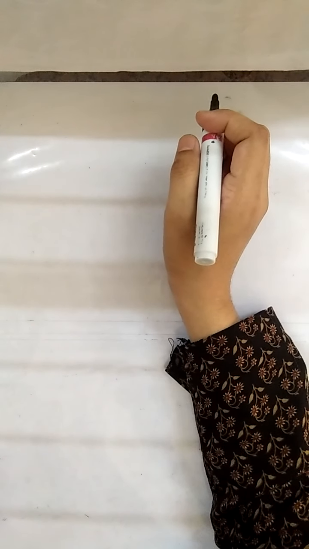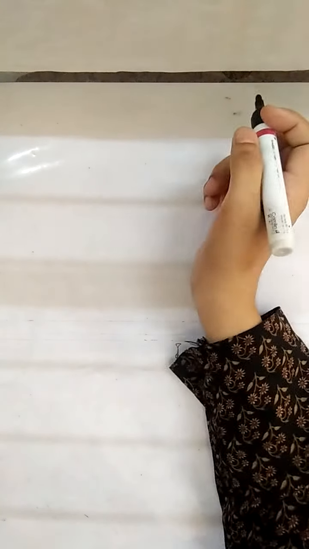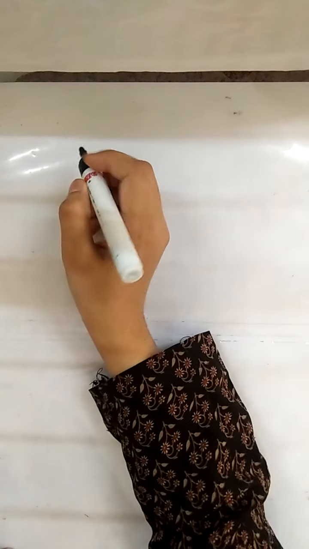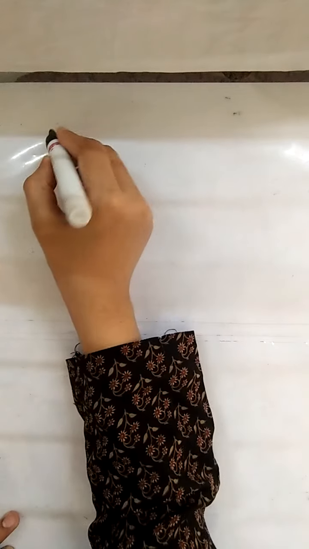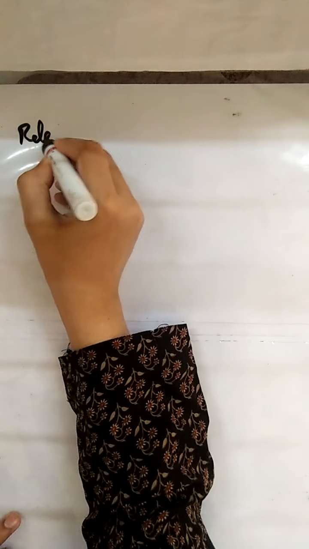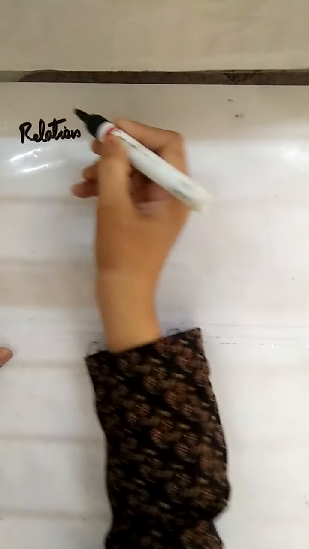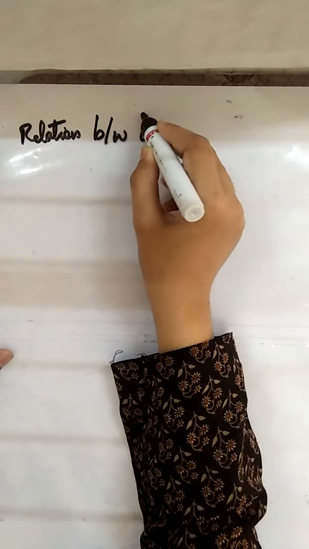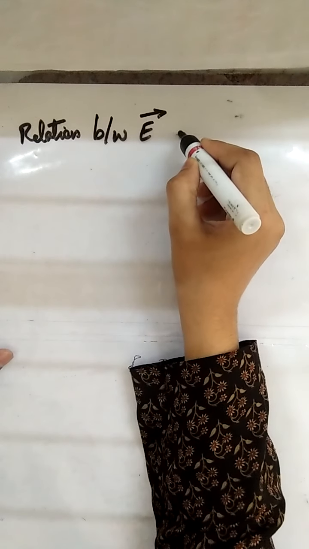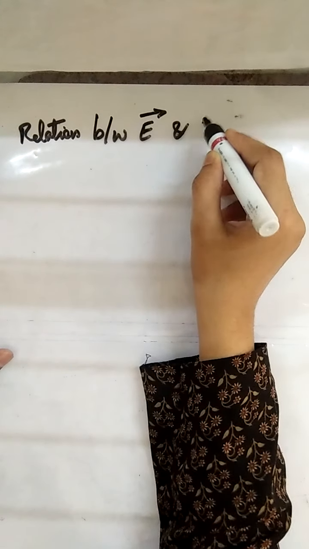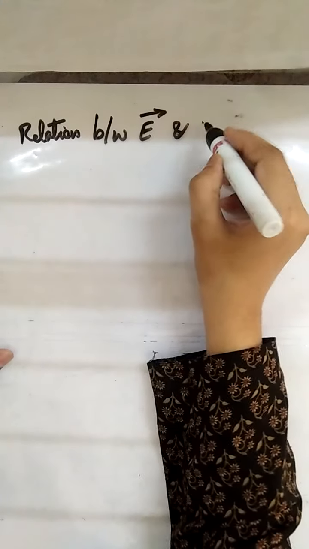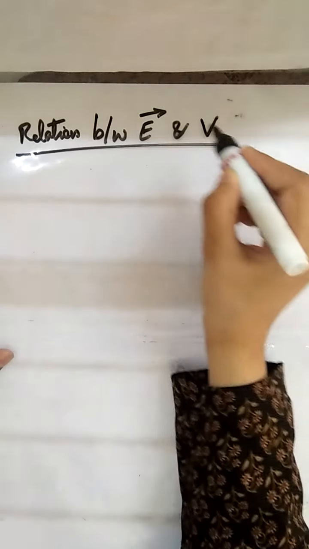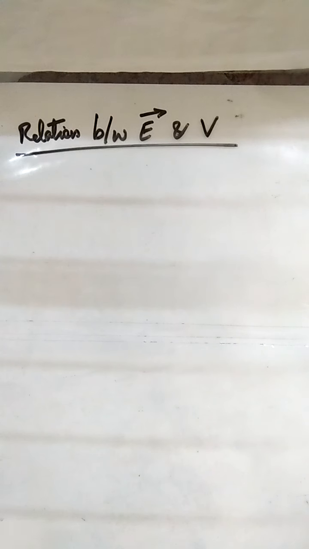Since we have already learned what is electric field and electric potential, today let us find out what is the relation between those two things. So today we are going to learn the relation between electric field E and electric potential V, or let me write it as E and V itself. So we are going to talk a little bit about vectors today.